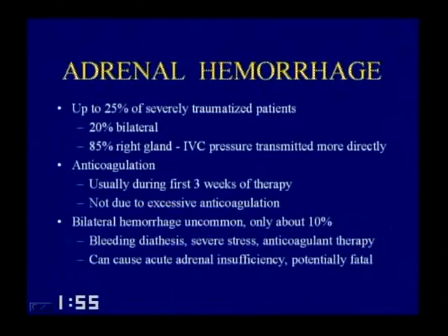It can occur in anticoagulation therapy, usually during the first 3 weeks of therapy, and it's not due to excessively high anticoagulation, it's just the fact that they're being anticoagulated. Just to point out once again, bilateral hemorrhage is uncommon and can be seen in bleeding diatheses, severe stress, and anticoagulant therapy. But the thing with a bilateral hemorrhage that you have to remember is that it can cause an acute adrenal insufficiency that's potentially fatal. So it's important to recognize it early.